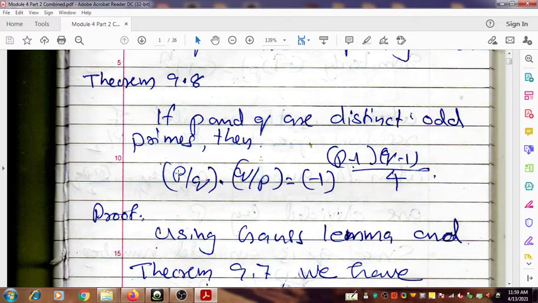The product of the Legendre symbols (P|Q) and (Q|P) equals (-1) raised to (P-1)(Q-1)/4. It can also be written as (P-1)/2 times (Q-1)/2. The power of minus 1 can be split and written.